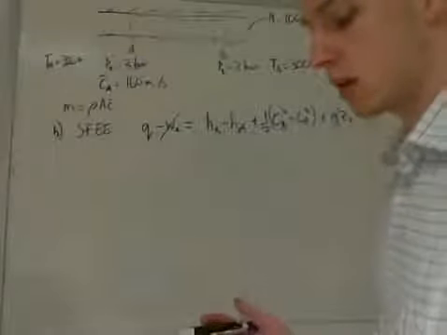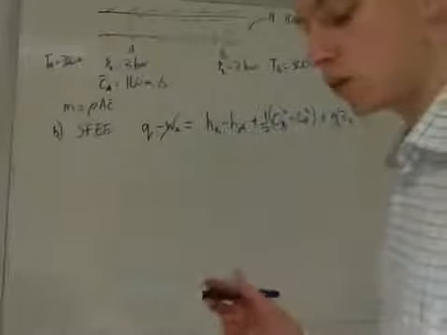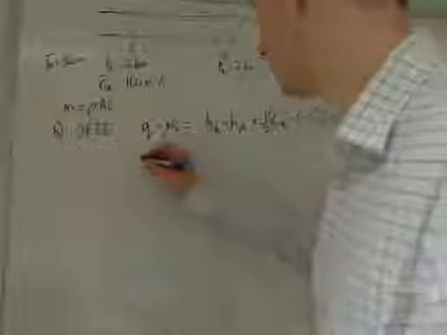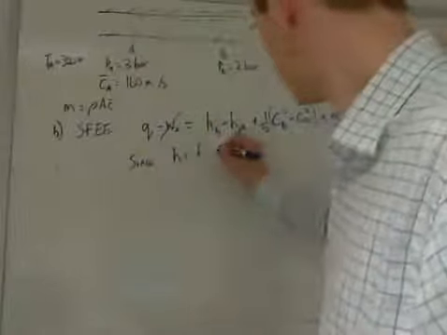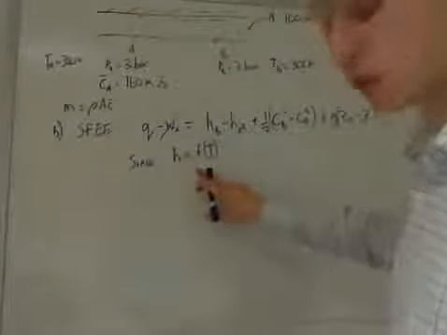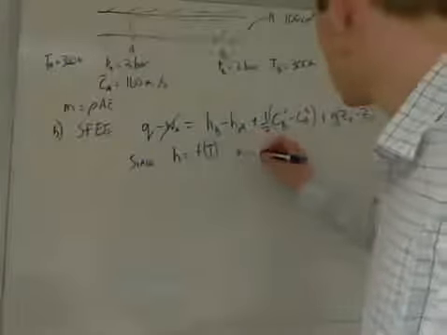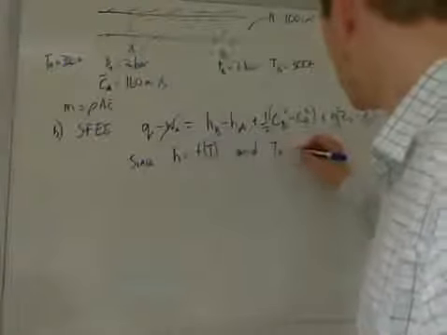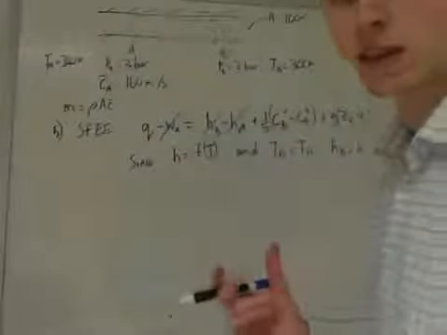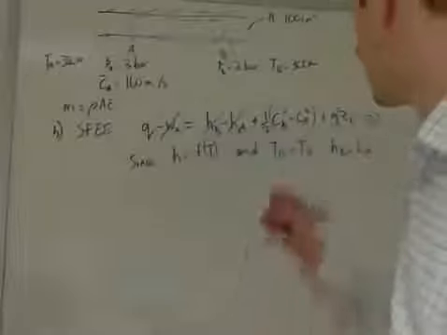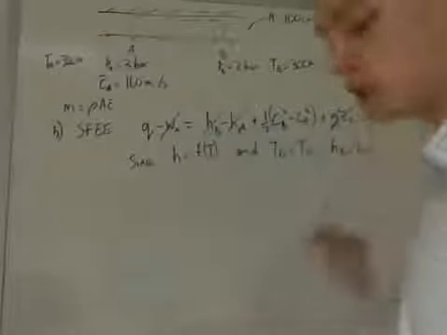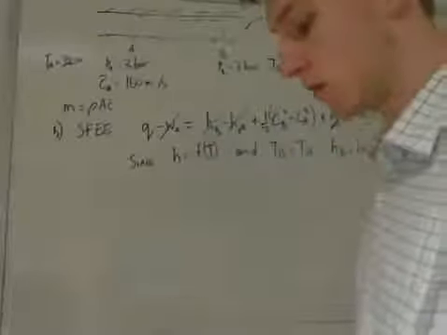Now, since we're treating air as an ideal gas, or as a semi-perfect gas even, the enthalpy is only a function of temperature. So since the enthalpy is a function of temperature, and since TB equals TA, therefore HB equals HA. So these specific enthalpy values are the same, so the heat input is only related to the change in velocity. And we'll assume that the change in elevation is 0.